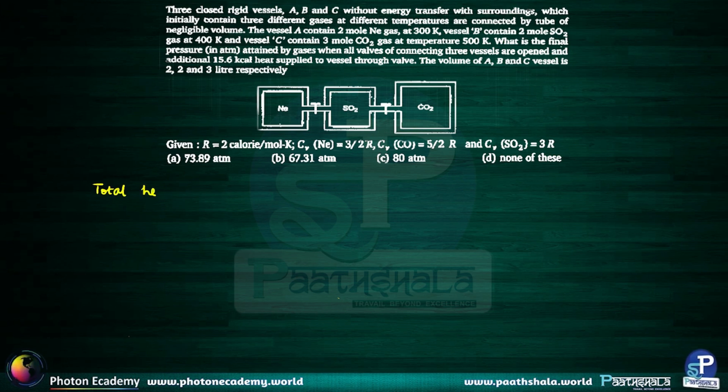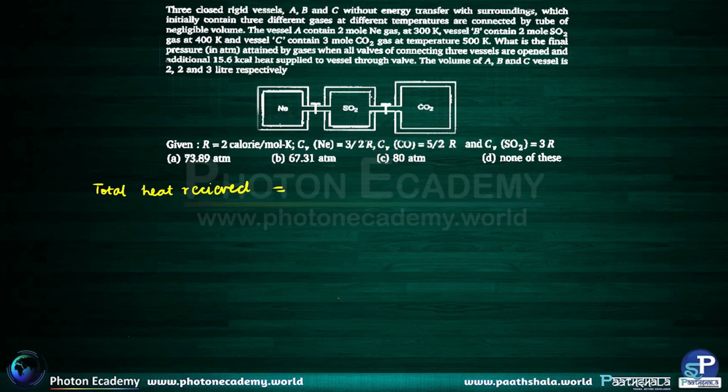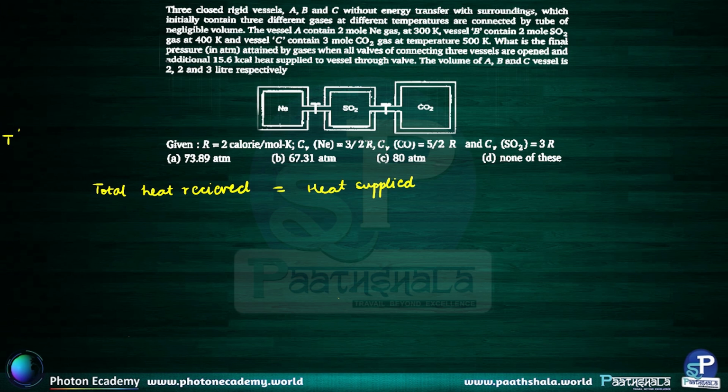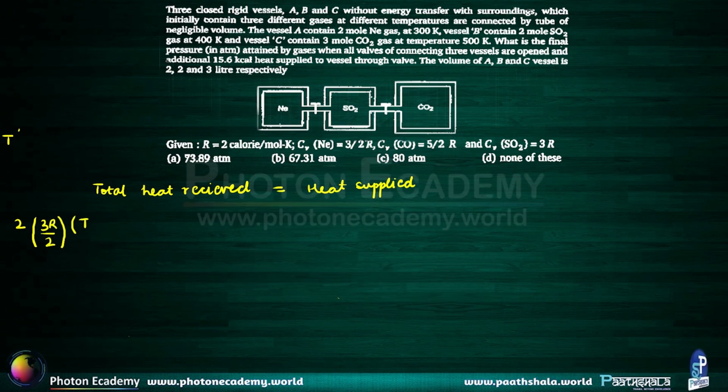heat received will be equal to the heat supplied, right? So the total heat received, let's consider the final temperature to be T, okay? For neon, it will be the number of moles of neon, that is 2, into CV of neon, that is 3R by 2, into delta T, that is T final minus T initial, which for neon was 300.